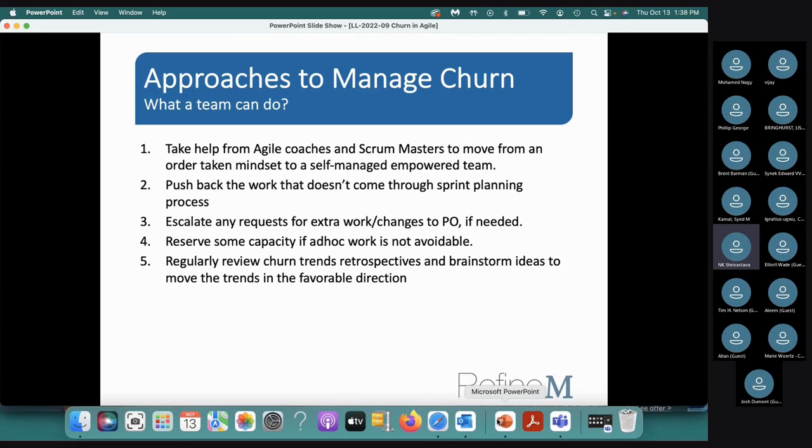And then regularly review churn trends. Look at what your churn has been. Calculating churn is very easy, you do it at the end of the sprint. And if you have tools, the tools will calculate it for you. But even if you don't have a tool, it's a very simple calculation. Keep track of it, look at the trends in the retrospective, and brainstorm. So take charge in your hands. That's what it is telling. Take charge in your hands and manage churn.